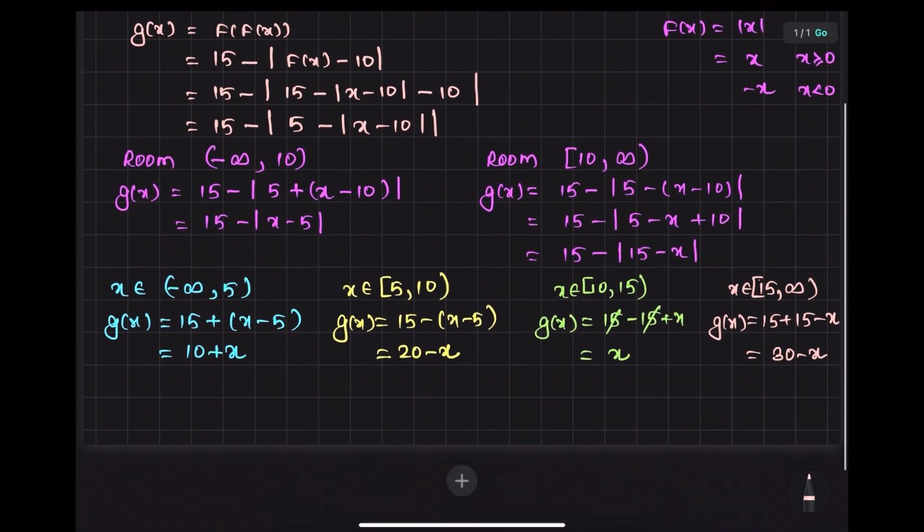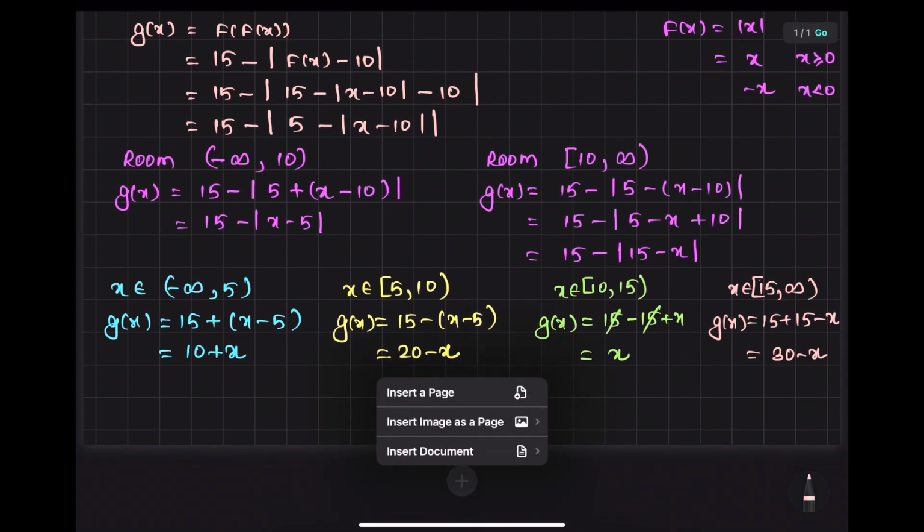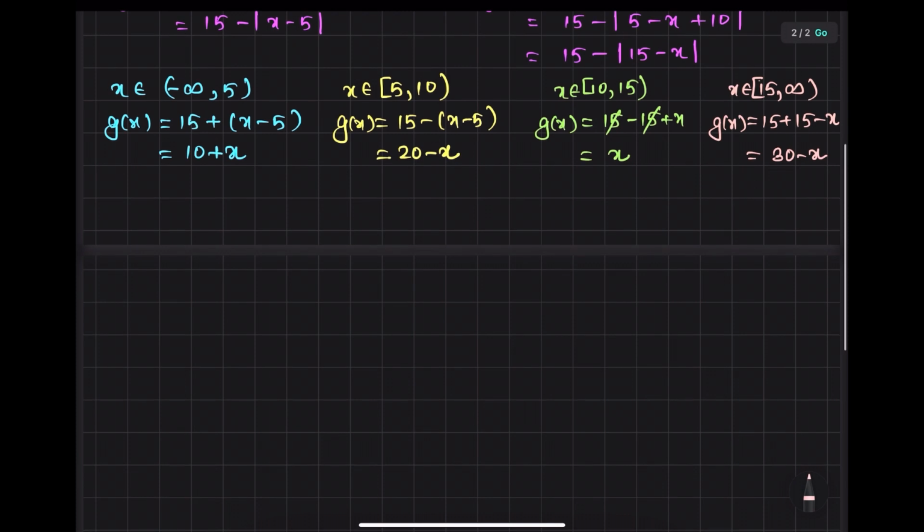Now if you observe, how many critical points did you get? The doubtful points are 5, because at 5 you have changed your definition. At 10 you have changed your definition. At 15 you have changed your definition. First I will go with the mathematical idea. I will differentiate and then substitute the point.